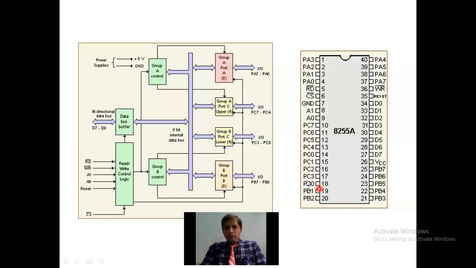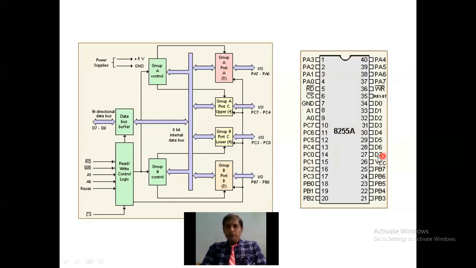Now next is PB0 to PB7. Port B pins PB0 to PB7 are used like port A. These 8 are used for either input or output operation only. If it is input, we call it a buffer. If it is output, we call it a latch. Then this is a power supply pin. Pin number 26 is a power supply pin, and this pin receives a 5 volt power supply. Only then is the 8255 operating.